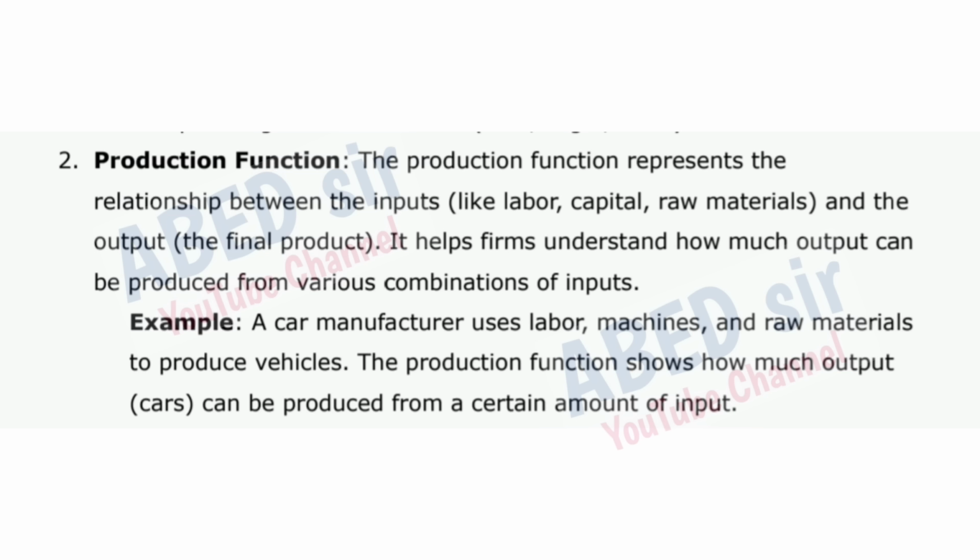2. Production function. The production function represents the relationship between the inputs, like labor, capital, raw materials, and the output, the final product. It helps firms understand how much output can be produced from various combinations of inputs. Example, a car manufacturer uses labor, machines, and raw materials to produce vehicles. The production function shows how much output, cars, can be produced from a certain amount of input.